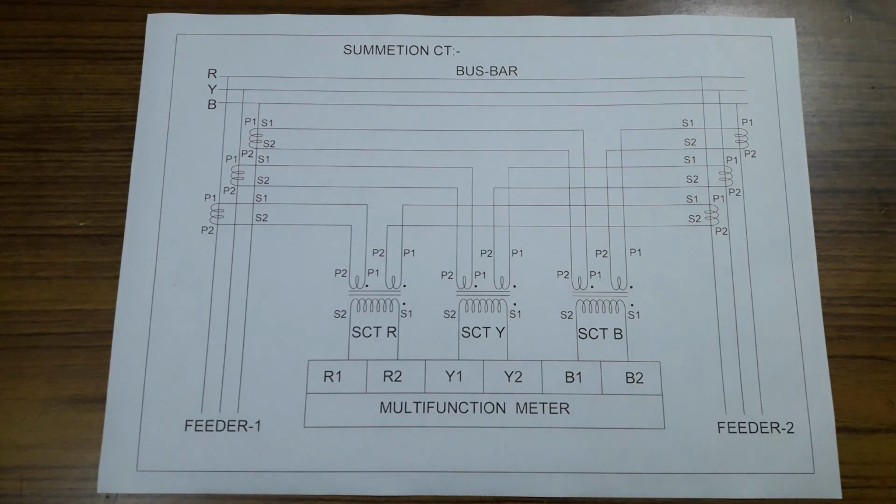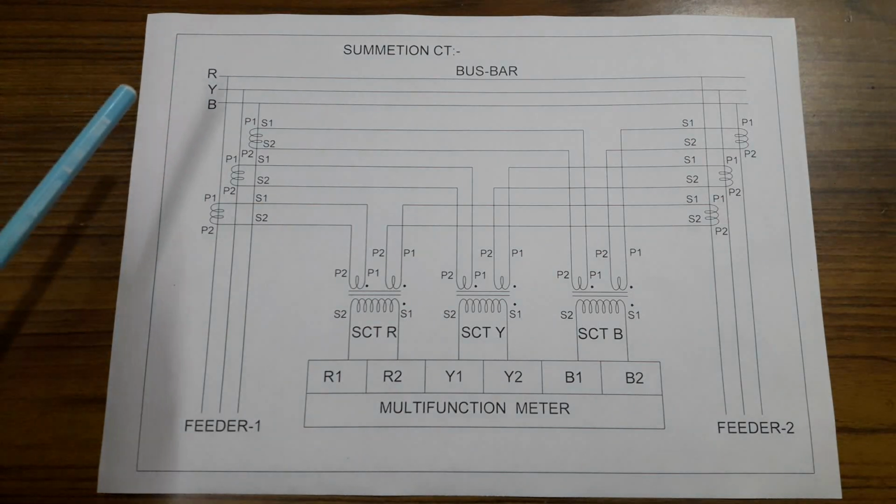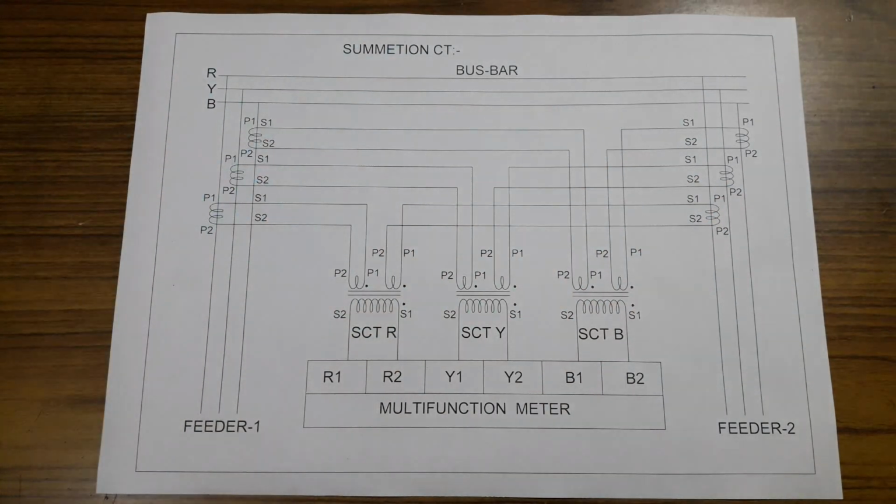This is the basic funda of Summation CT, to calculate the total ampere of the two feeders in this bus bar instead of two separate multifunction meters. By using Summation CT, one can show the total ampere of feeder 1 and feeder 2.